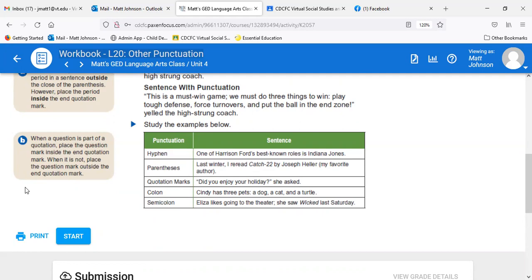When a question is part of a quotation, place the question mark inside the end quotation mark. When it is not, place the question mark outside the end quotation mark. So if it's part of the quote, if it's part of what you're quoting, if that person was asking a question, then that's going to be inside the quotation mark, and that's all the punctuation you're going to have at the end of that quotation.